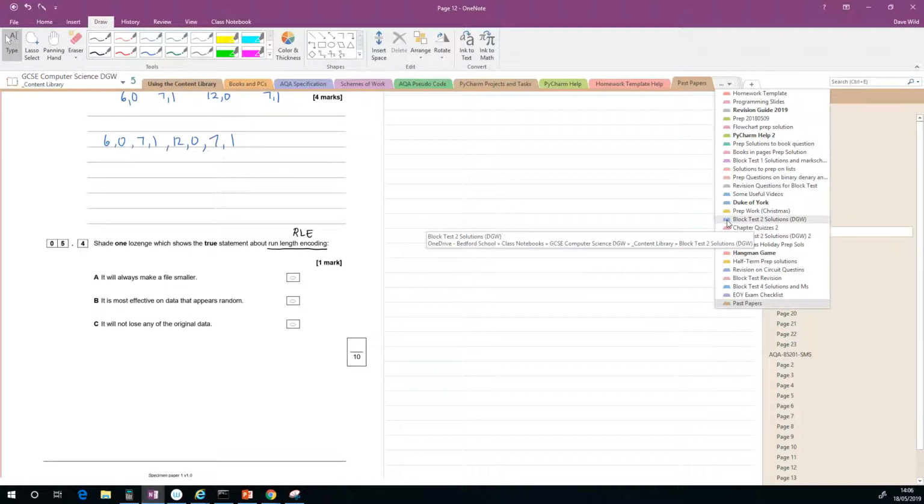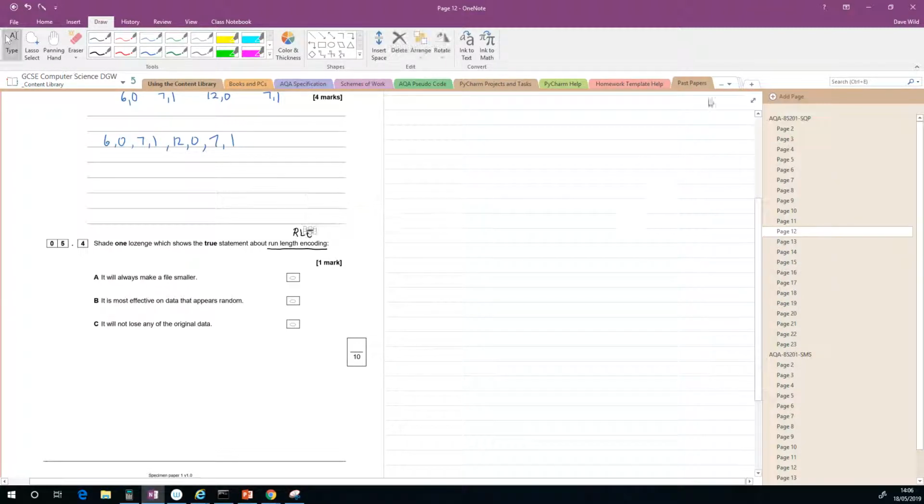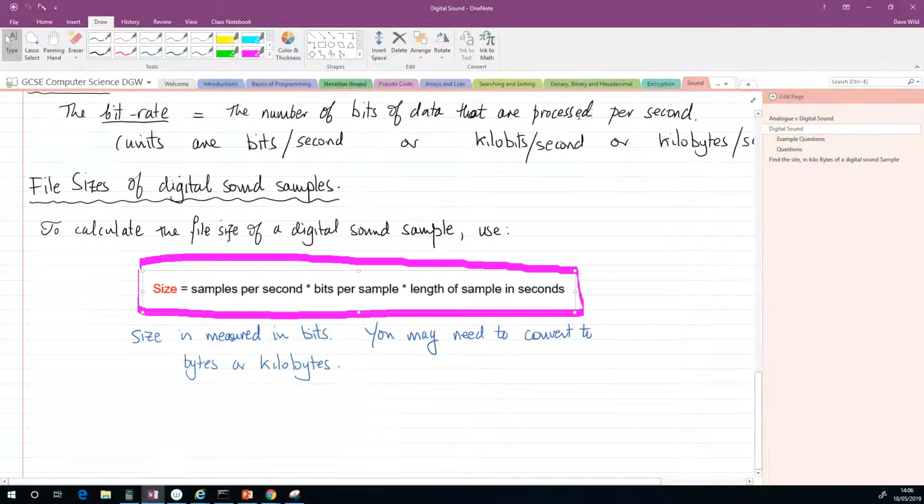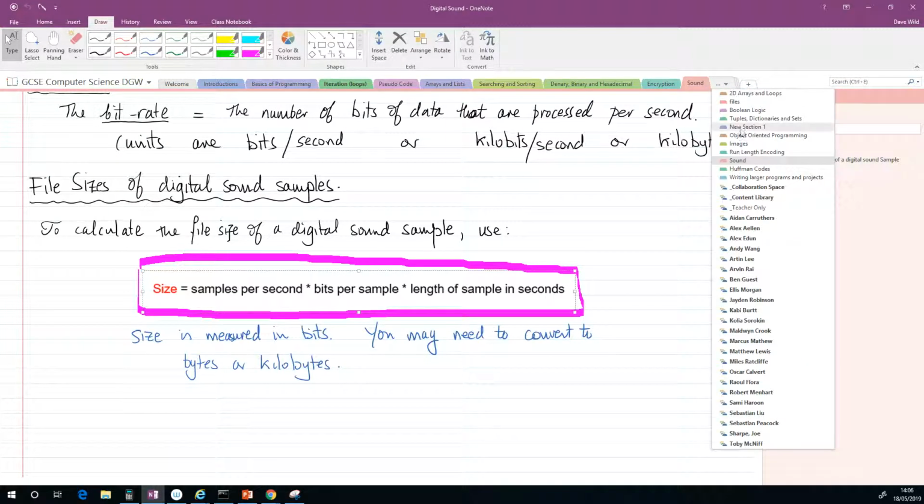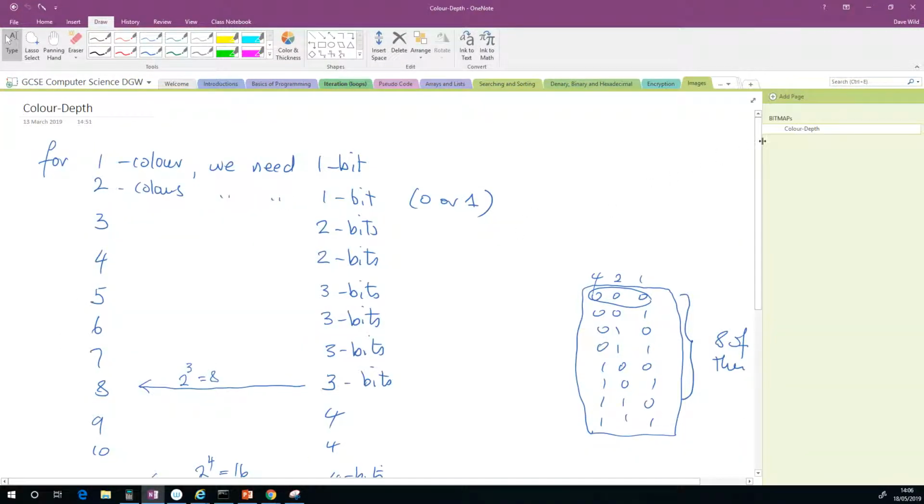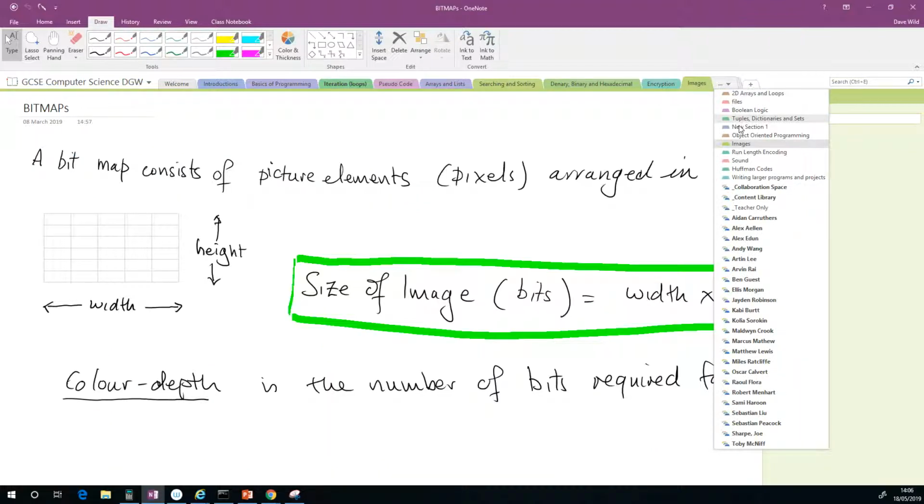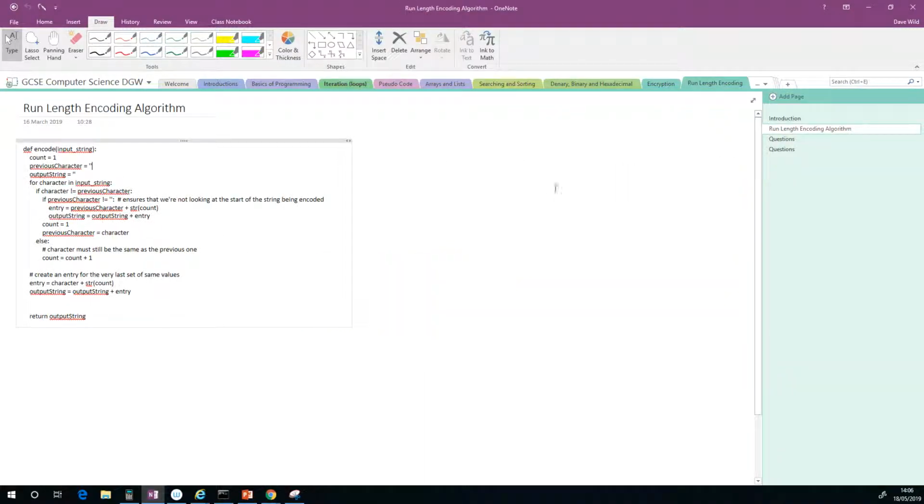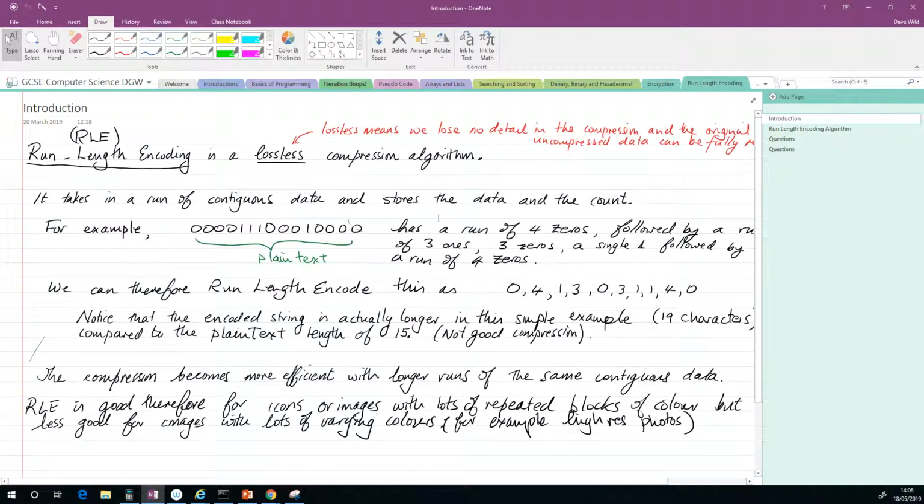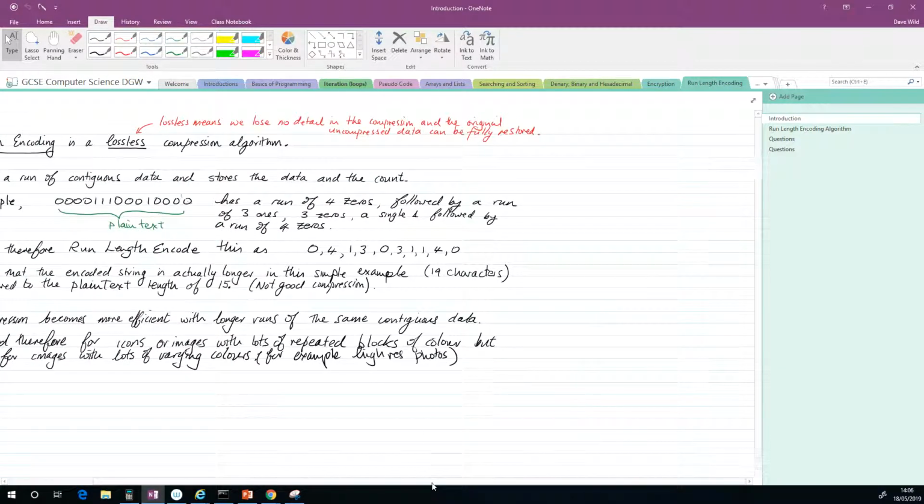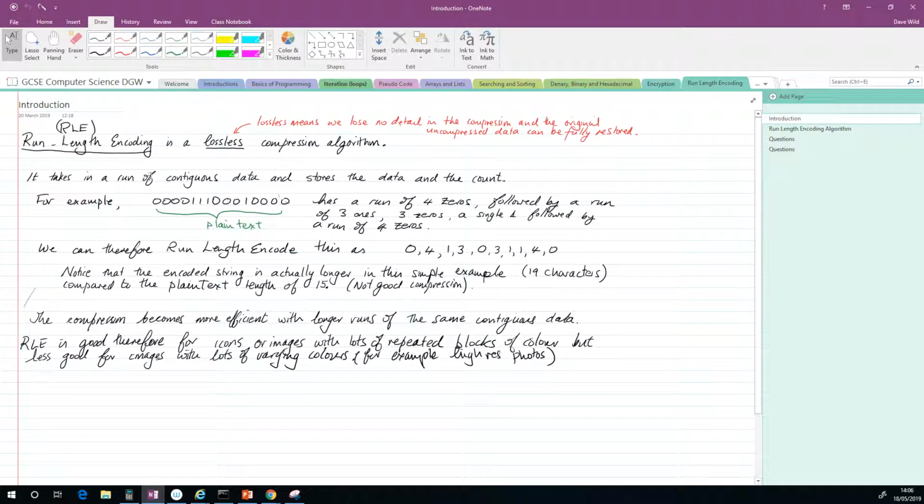So we're talking about images here. So out of the content library into images. That's not there, so it must be in run length encoding. Let's find that. Run length encoding. Here we go. Introduction. So first things first, notice it says run length encoding is a lossless compression algorithm. That means we don't lose any detail in the compression and the original uncompressed data can be fully restored.